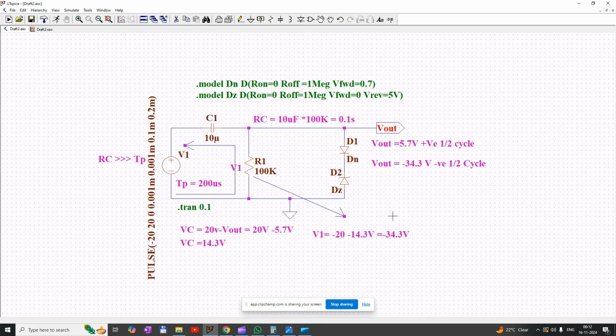Hope you are able to understand how to calculate the RC time constant, how to compare the RC time constant and the time period of the input signal, and how to calculate the maximum and minimum voltage in the clamping circuit.